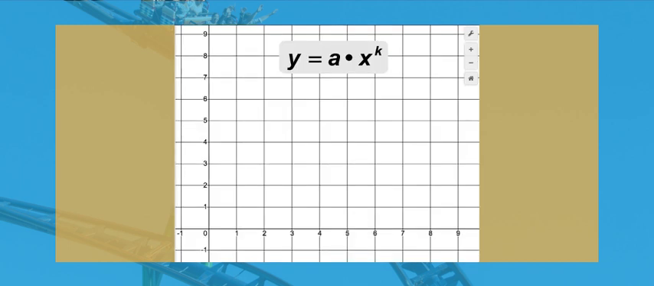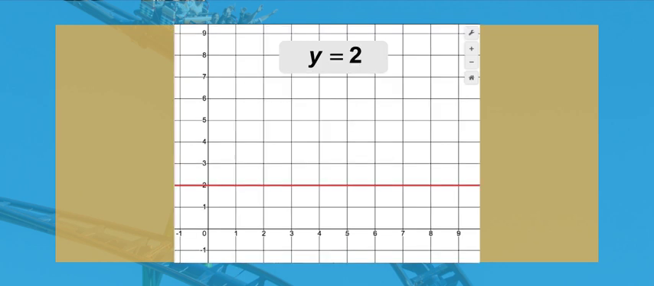So, let's look at graphs of functions of this form. We'll look at values of k from 0 to 6. For simplicity, we'll let a equal 2. The first graph, then, is y equals 2. The reason there is no x term is because when k equals 0, then x to the 0 power is 1. The graph of y equals 2 is a horizontal line, and it is a function. It passes the vertical line test.